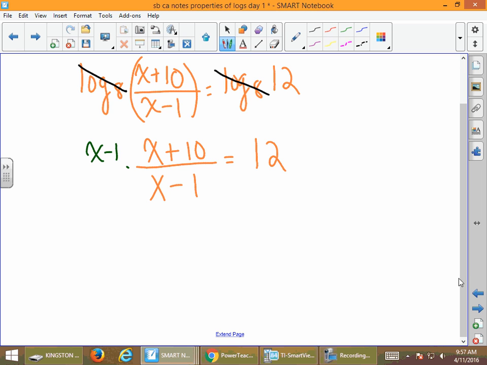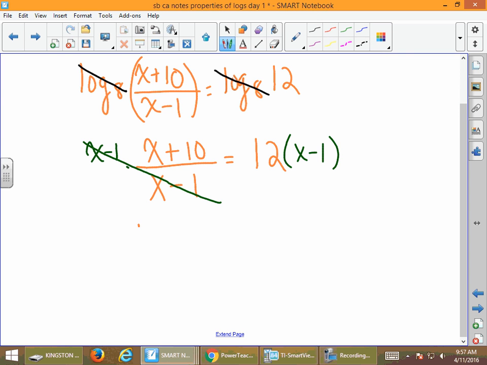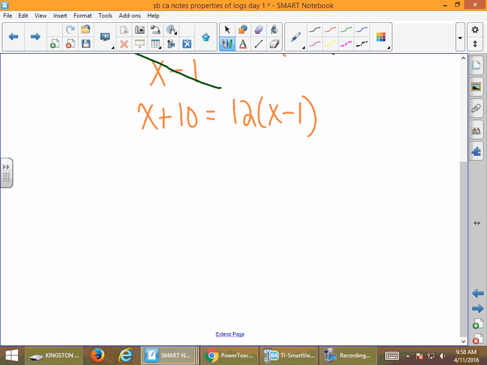So let's multiply by x minus 1 on both sides. So our x minus 1 cancels out here, and we're left with x plus 10 equals 12 times x minus 1. And then we solve. So we end up with x plus 10 equals 12x minus 12, distributing that 12.